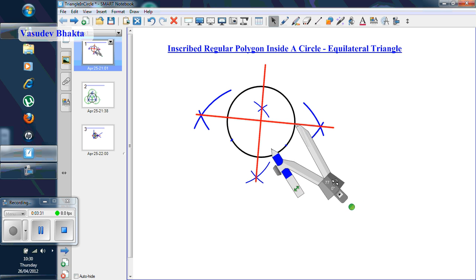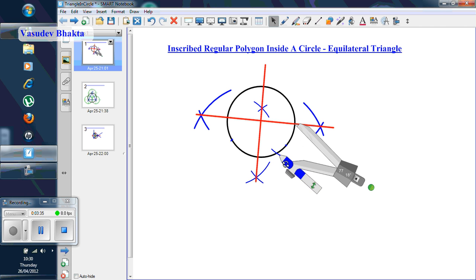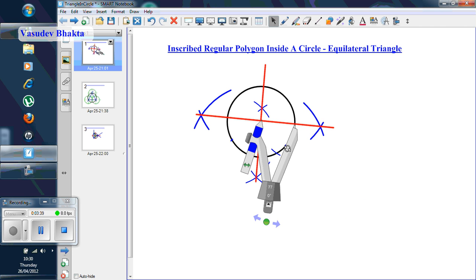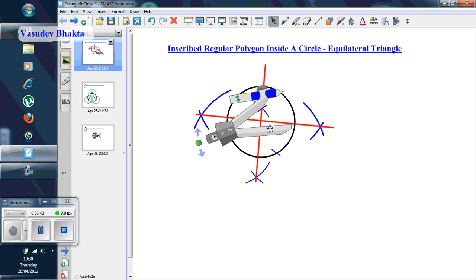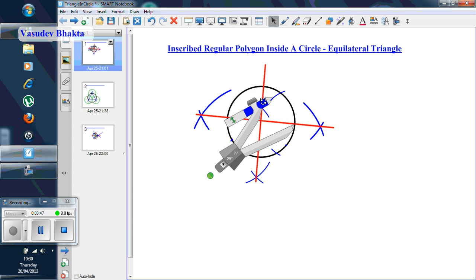What I'm going to do is mark 2 points on the circumference using our compass. So let's mark 1 point up here. Now if I were to draw the full petal, it would go around through the center of the circle and to the other side up here. So I need to mark another point here.